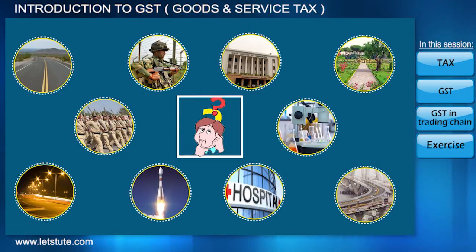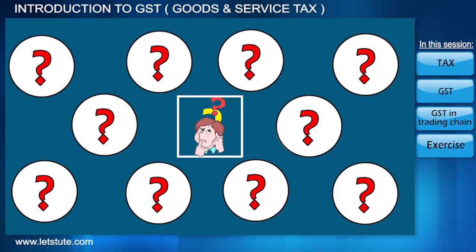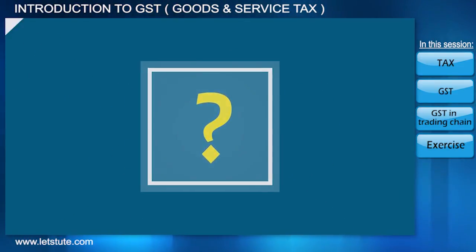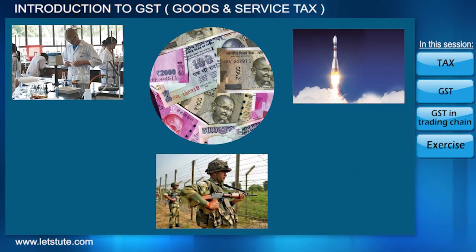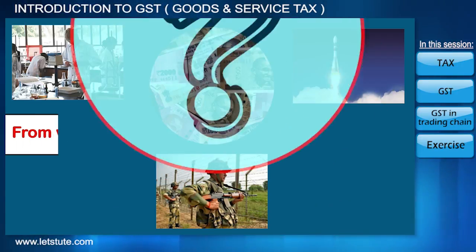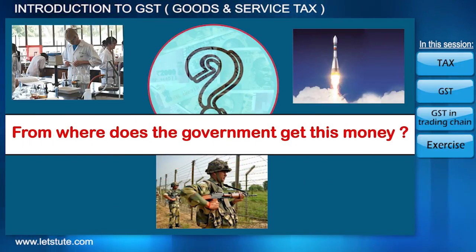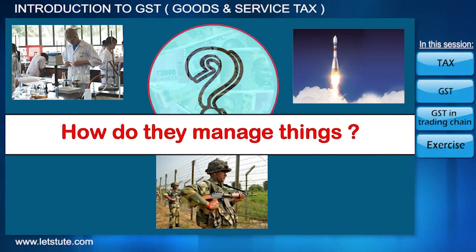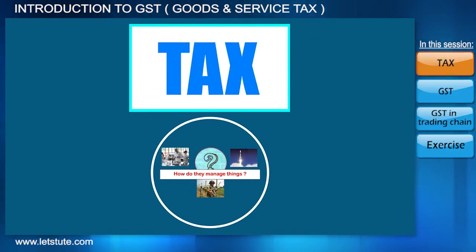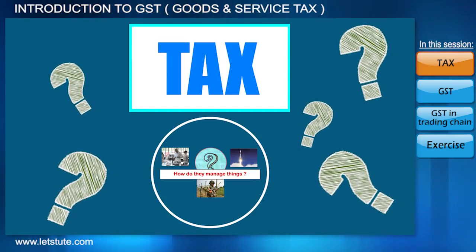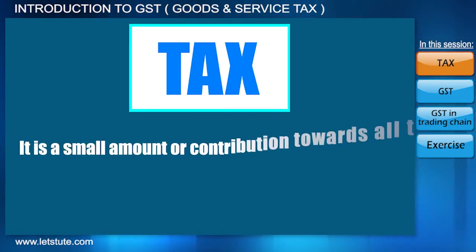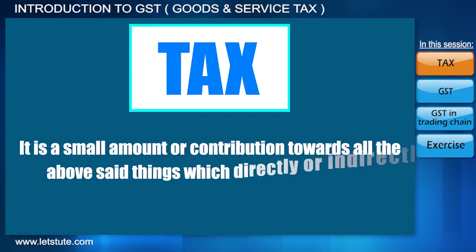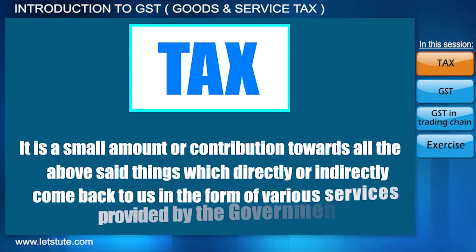Just think that if these things were not there, just imagine a month without all of these. For proper functioning of these things, a huge amount is needed. But from where does the government get this money? How do they manage things? So here, tax comes into the picture. Now what exactly is this term tax? It is a small amount or contribution towards all the above said things which directly or indirectly come back to us.